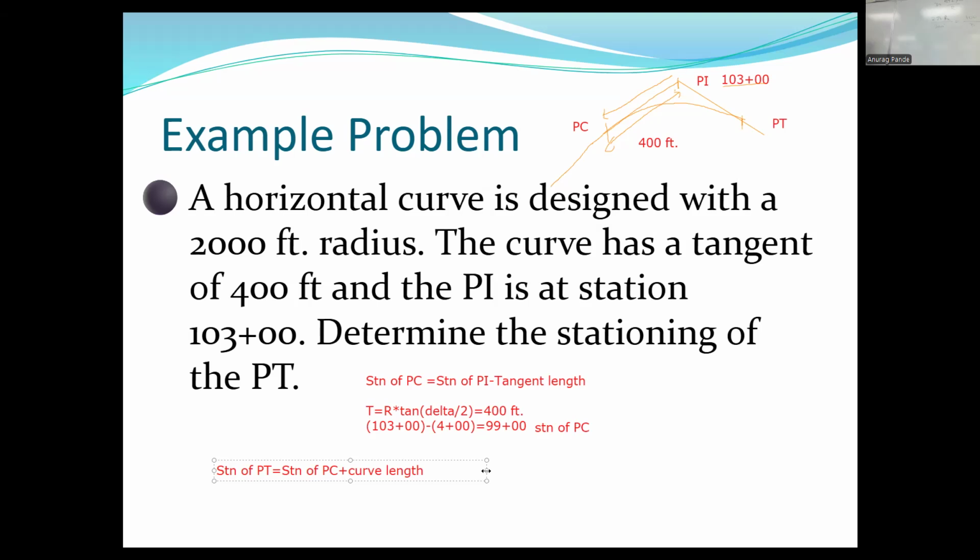Now, do I have enough information here to find the arc length? We know that the arc length is angle times the radius, if the angle is measured in radians. We know the radius is 2000 feet, but do we know the central angle in this problem? Do we know the central angle?